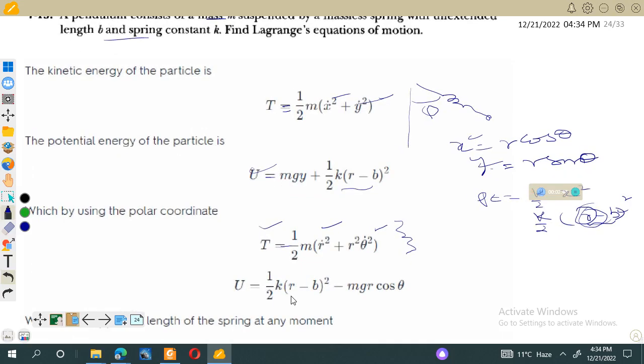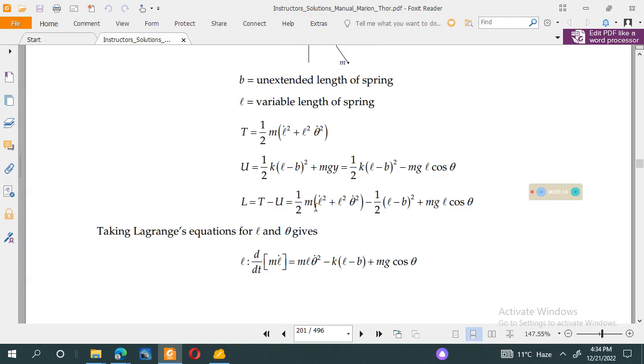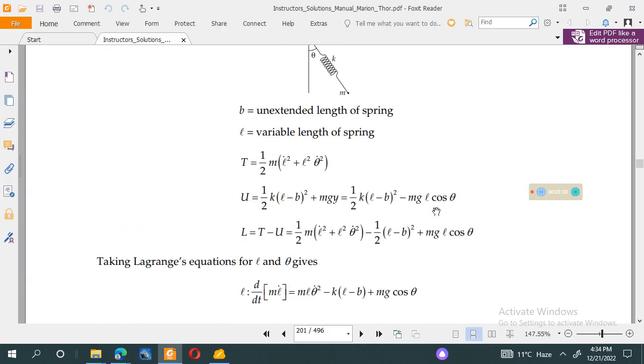we can write the potential energy expression as U equal to k over 2 times (r minus b) whole squared, plus mgy. We can resolve y into components, so y is equal to r cos theta, giving mgr cos theta. So the Lagrangian, T minus U, is m over 2 times (l dot squared plus l squared theta dot squared) minus 1 over 2 k (l minus b) squared plus mgl cos theta.